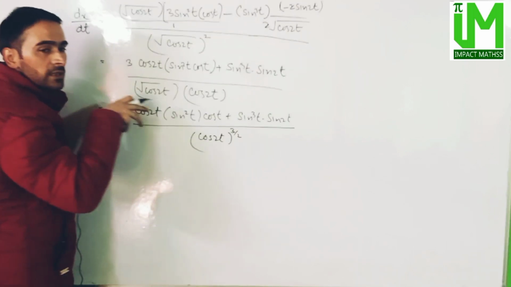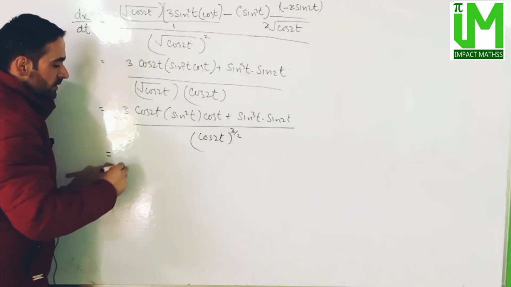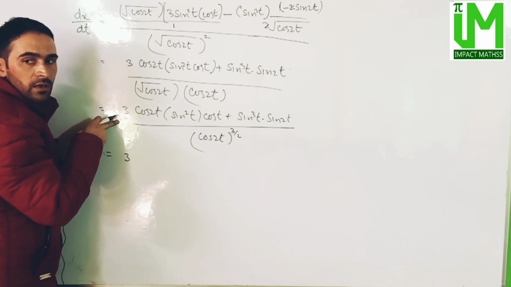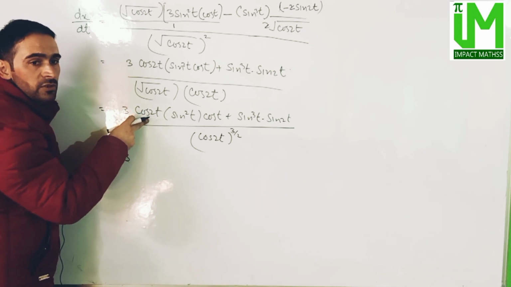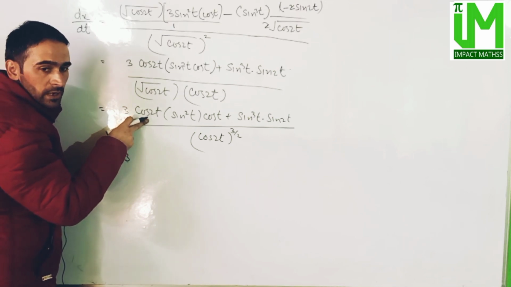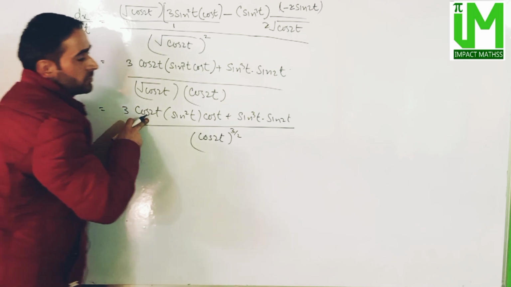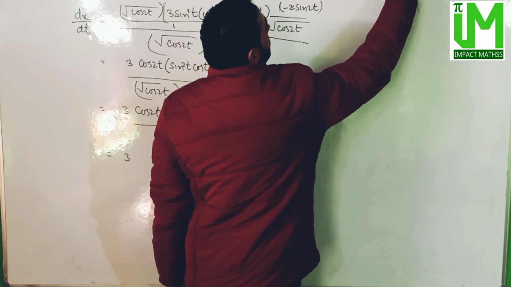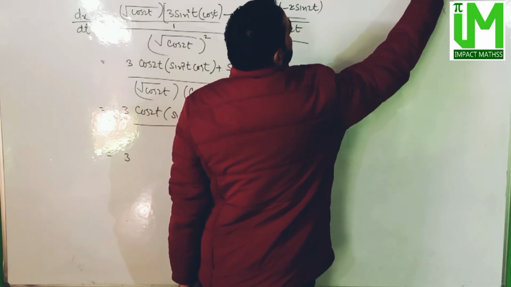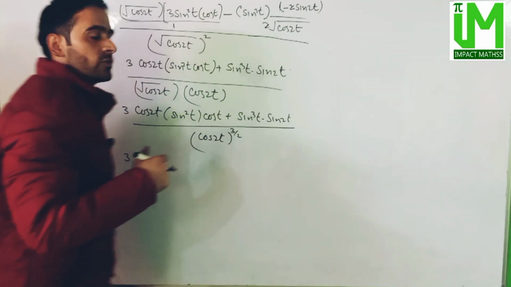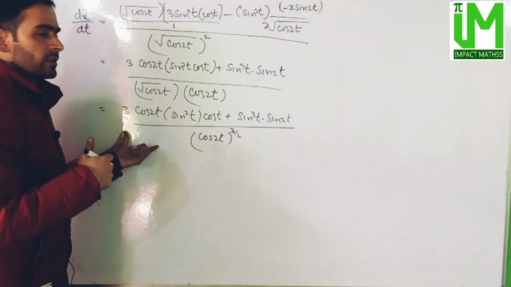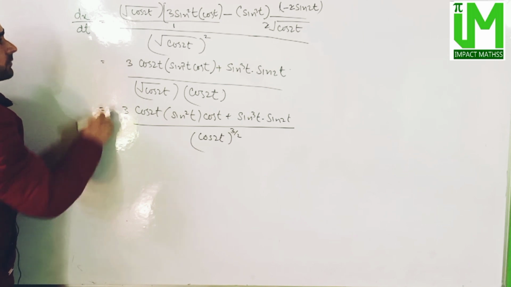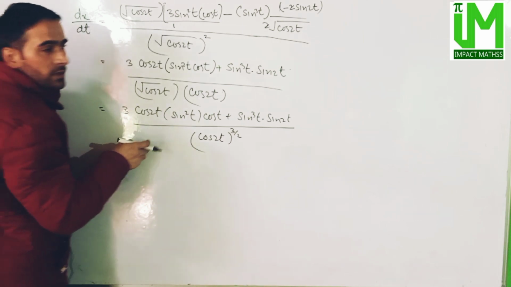Okay, if we simplify this further, we can write here 3 times dx divided by dt. If we apply the double angle formula to cos 2t, cos 2 theta is equal to 1 minus twice sin square theta. For now, let us simplify this. So we have dx divided by dt equal to this thing.